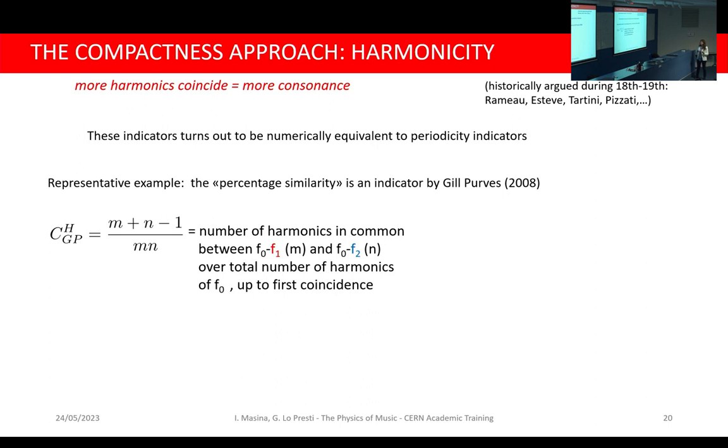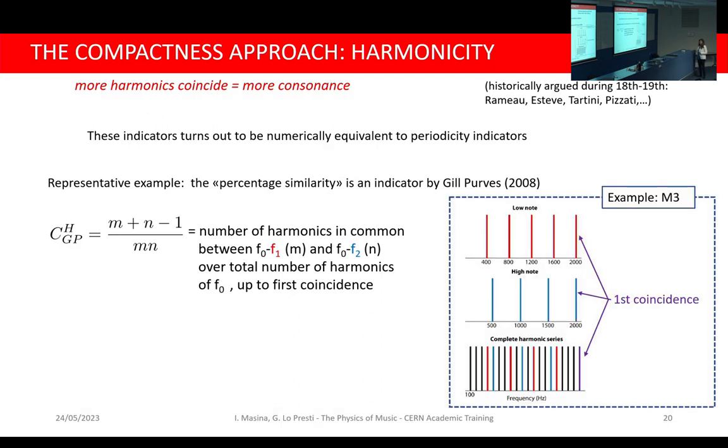Nice. The so-called percentage similarity indicator, which was proposed recently by Gill and Purves. So it looks like this: n plus m minus 1 divided by n plus m. It's a bit like the periodicity of the mean harmonic, but with the minus 1. Anyway, it counts the number of harmonics in common between F0 and F1, which is m, and the number of harmonics in common between F0 and F2, which is n, minus 1, because otherwise you count twice the last one, over the total number of harmonics of F0, all this up to the first coincidence of the harmonics.